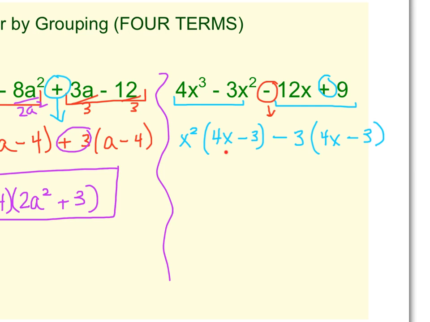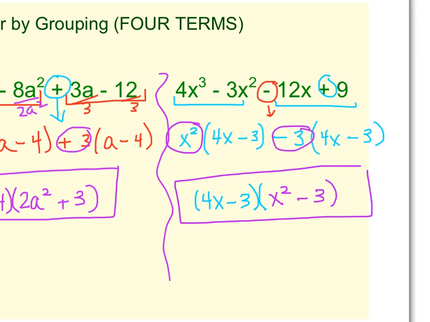Right, so here's our check. Do our parentheses match? Yep, they look good. So we bring that out front, 4x minus 3. And then the other set of parentheses is just what's left over. You have an x squared, and you have a minus 3. And that is our final answer.